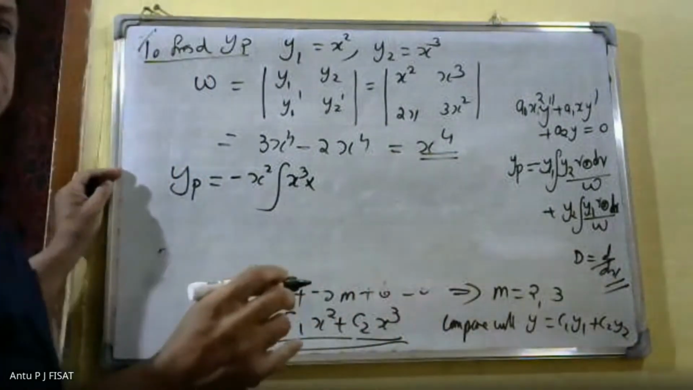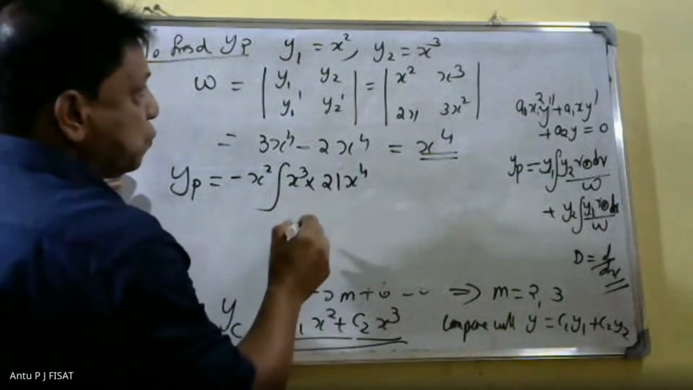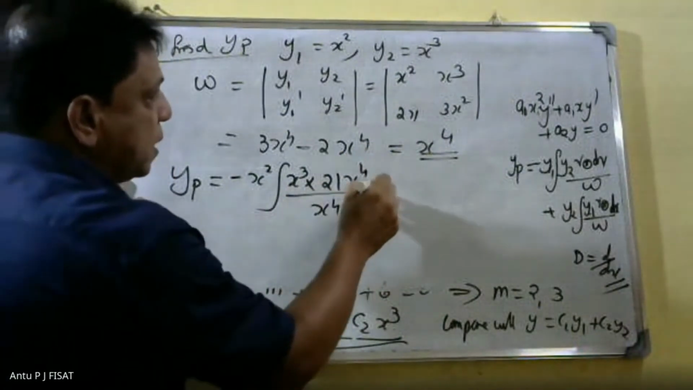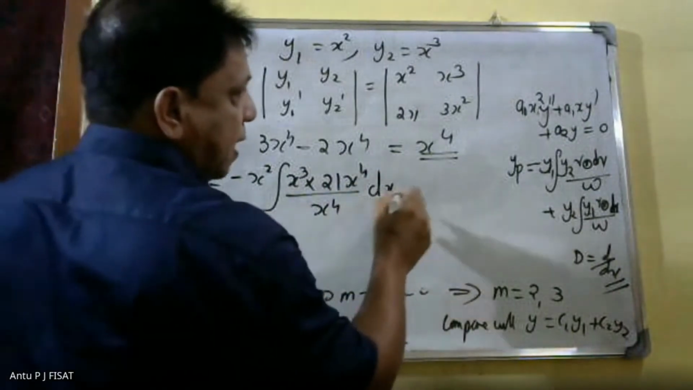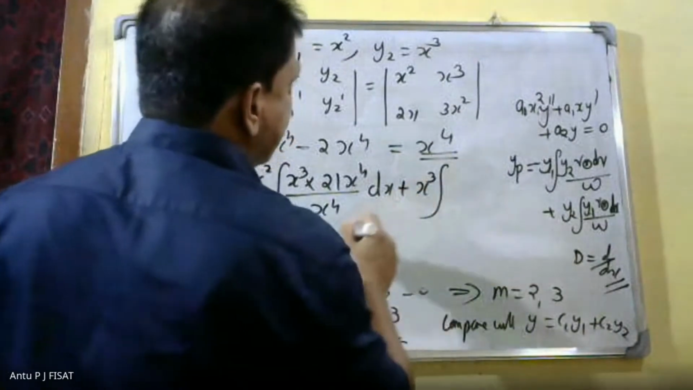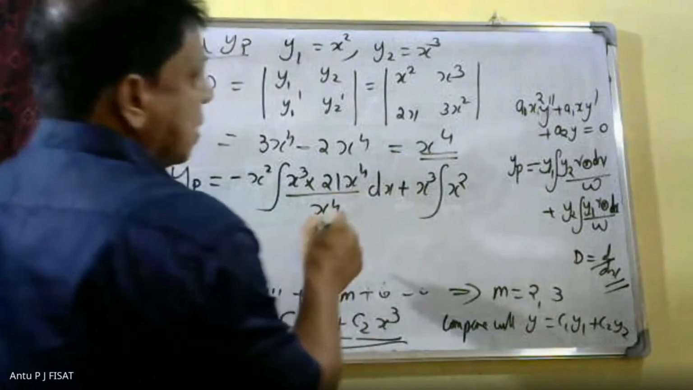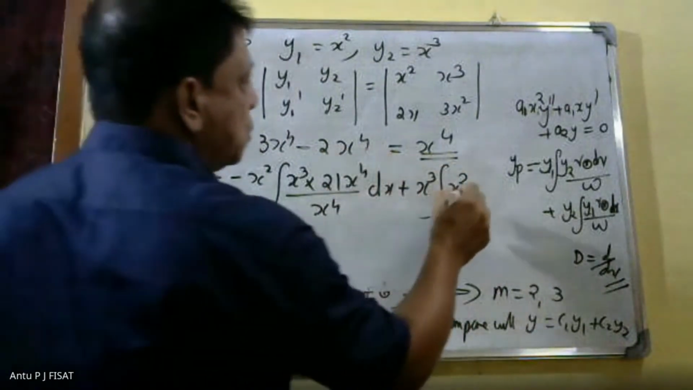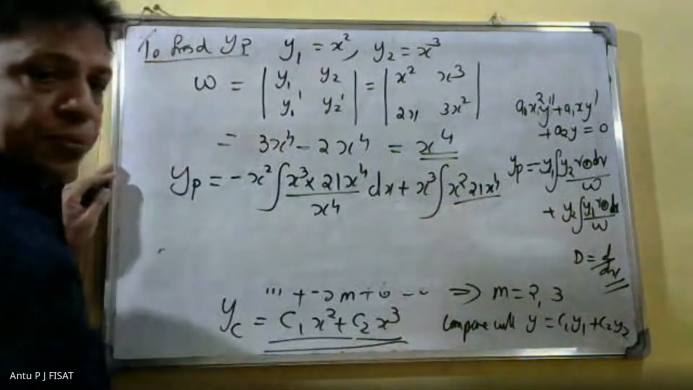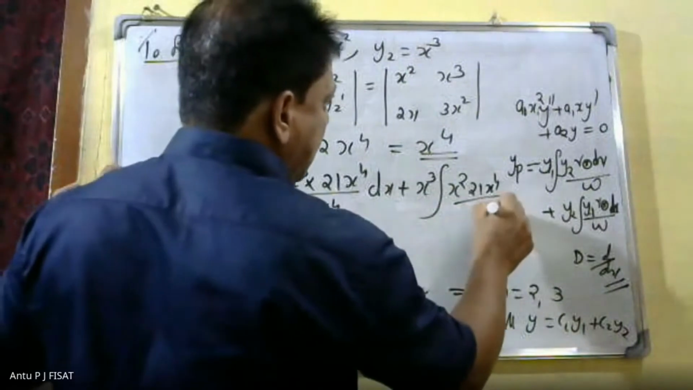R of x is equal to 21x raised to 4. Right hand side part, 21x raised to 4 divided by W, which is x raised to 4, dx. Then plus y2 is equal to x cube integral, y1 is equal to x square, r of x is equal to 21x raised to 4 by W, which is x raised to 4, dx.